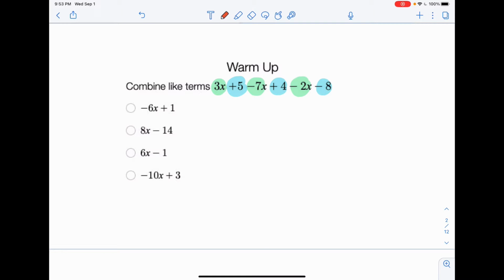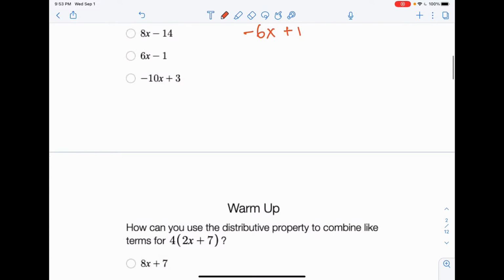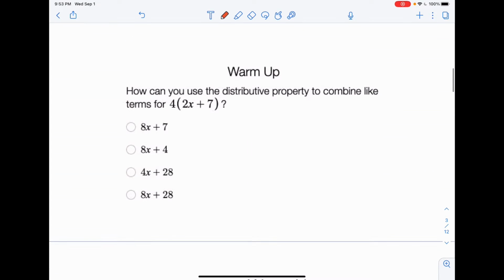When you combine 3x, negative 7x, and negative 2x, you will get negative 6x. And then, if we combine the constants 5 plus 4 plus negative 8, we will get 1. So our correct answer is negative 6x plus 1. Well done! Let's go to the next question.